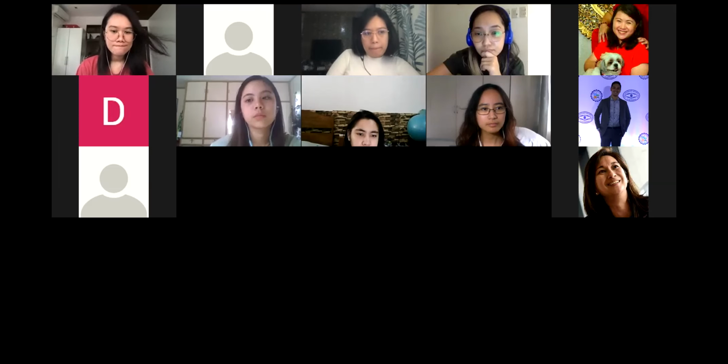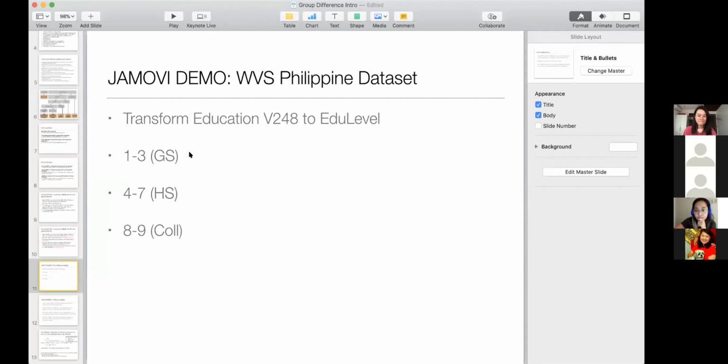So this is what we will do. So we will first transform the variable 248, which is education, to education level or edu level. And we will combine all those, kasi para meron silang graduated and not, right? So we will simplify our educational level into 3 groups. 1 to 3 is grade school and below, meaning whether they graduated or not. Basta grade school and below, yung highest education level nila. 4, 5, 6, 7 will be high school and below. And 8 and 9 would be college and below. Okay, so how do we do that?